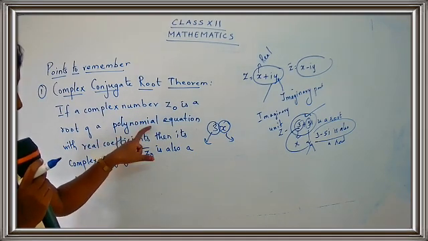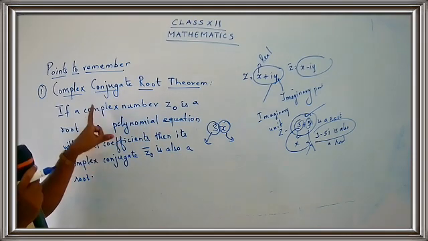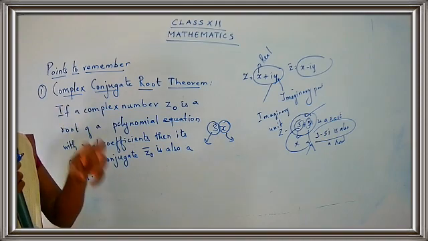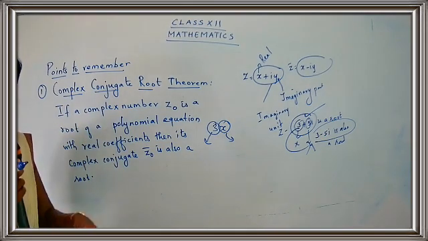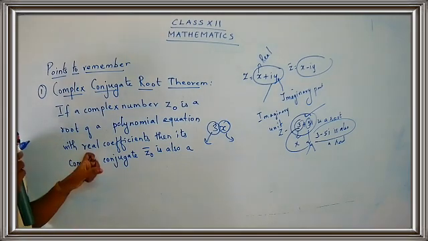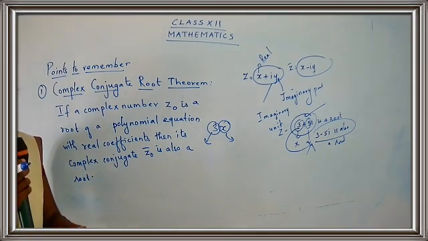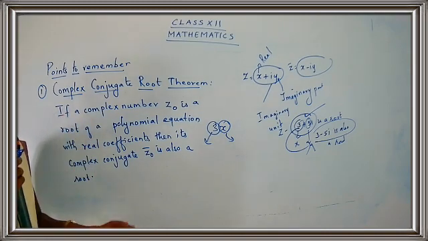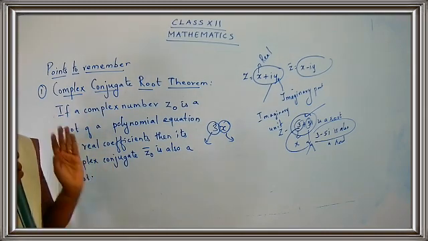With the equation, what is the statement? The complex number is a root of a polynomial equation. So we have to consider one equation. Children, how should the equation be? The equation should be with real coefficients, not imaginary coefficients. We should not have any imaginary coefficients. The equation should contain only real coefficients.